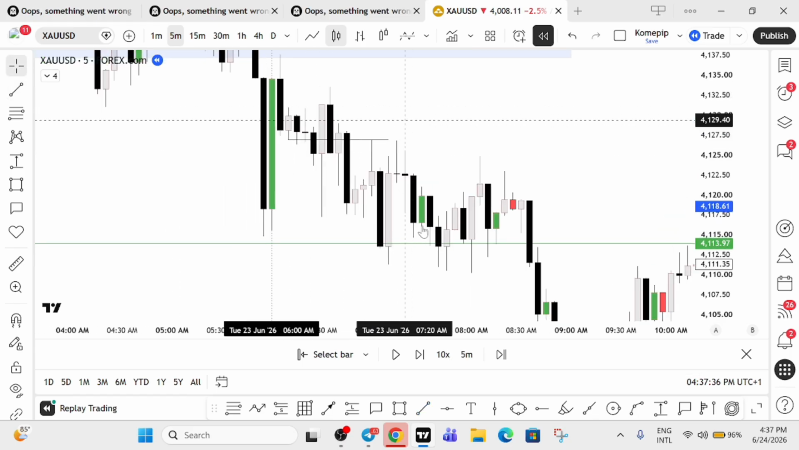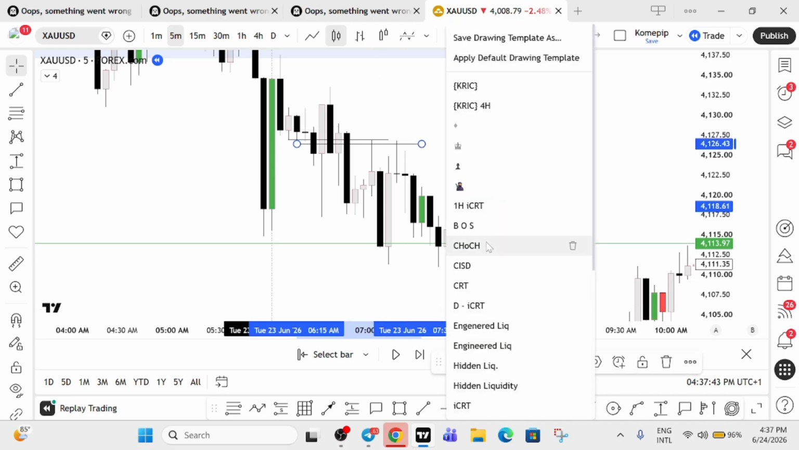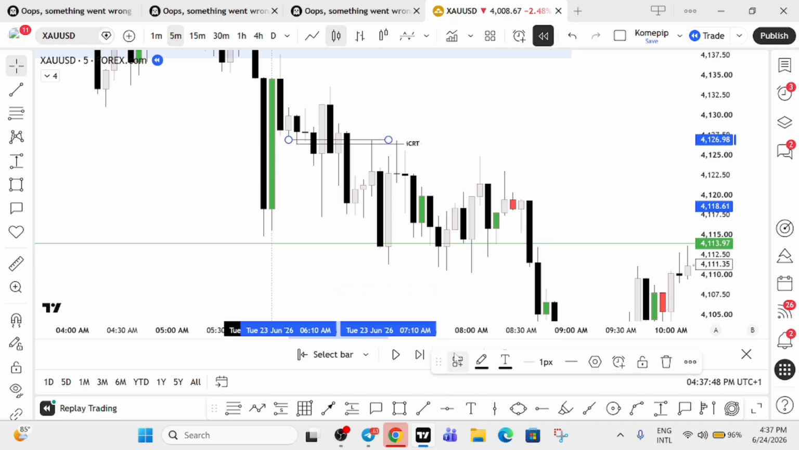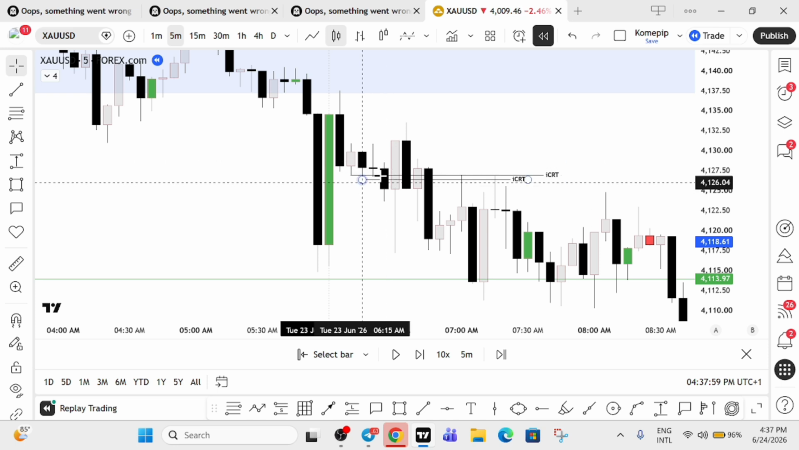There are other models, and other things you need to pay attention to as well. For this, can you see? This is ICRT, this is ICRT, so we actually have two ICRT there. Now, take notes. There's an exception. This is just one candle before price got there.